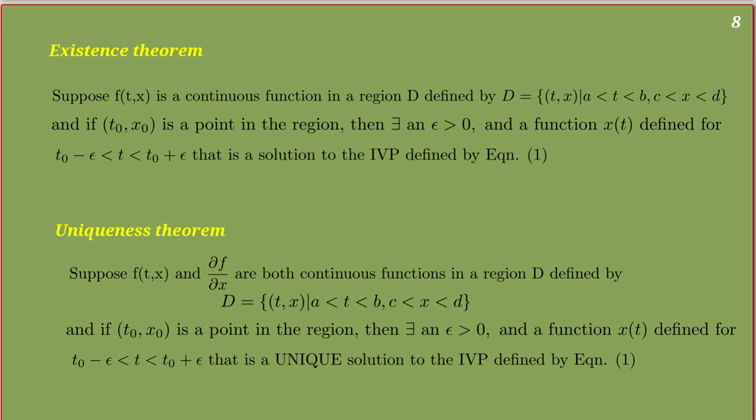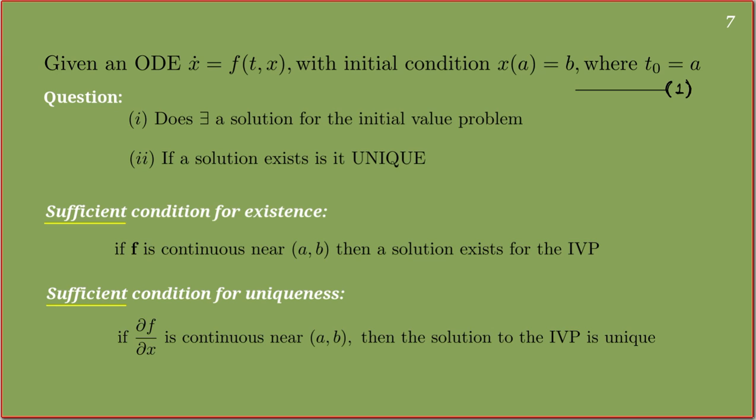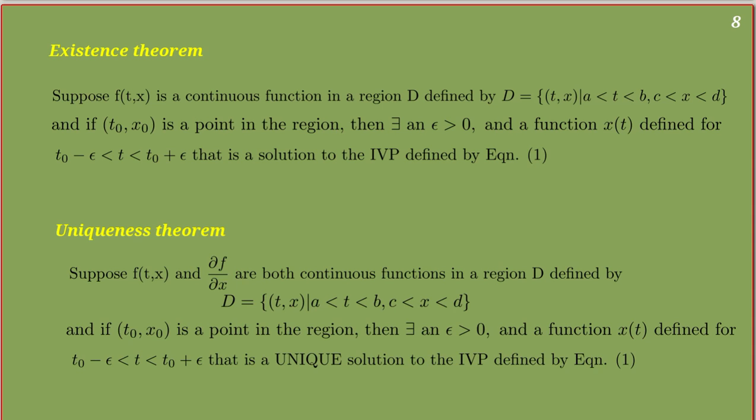So these are the conditions. What are the two conditions? I will just repeat it once again. For any initial value problem to have a solution, the given function should be continuous, and to have a unique solution, the partial derivative of f with respect to x should be continuous. So these are the conditions for existence and uniqueness. We will state it in the form of a theorem, in a very formal form.